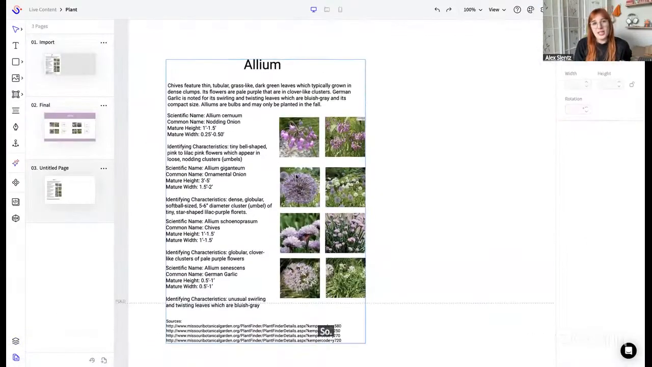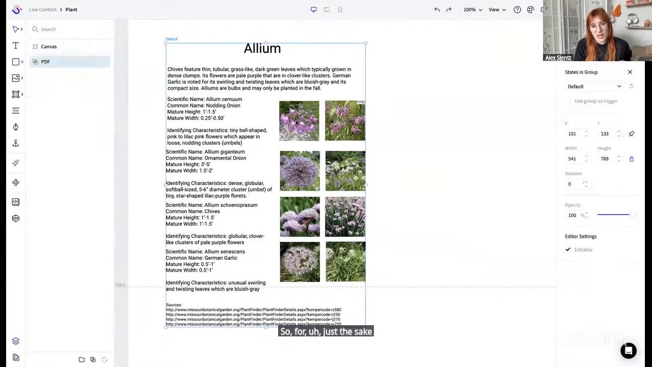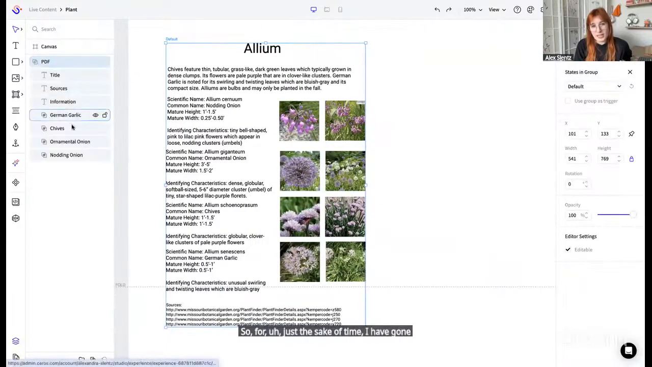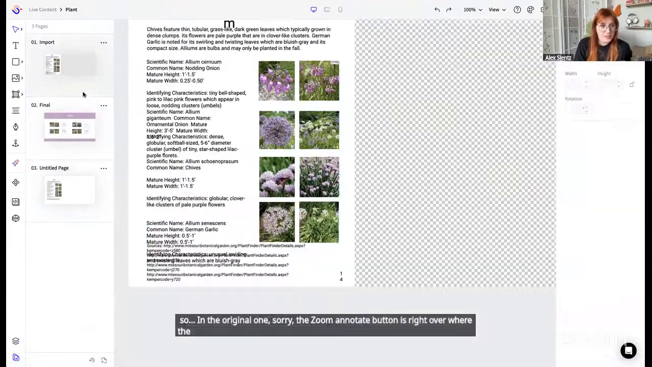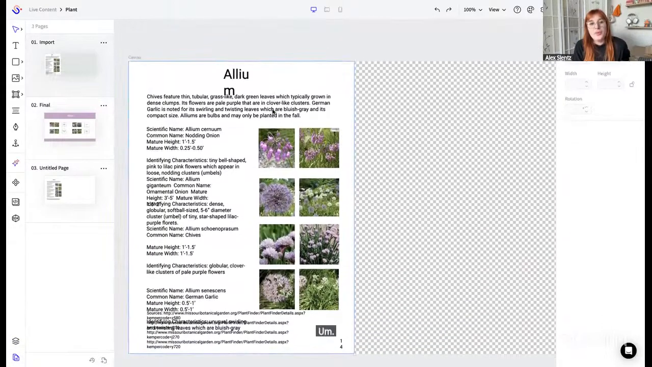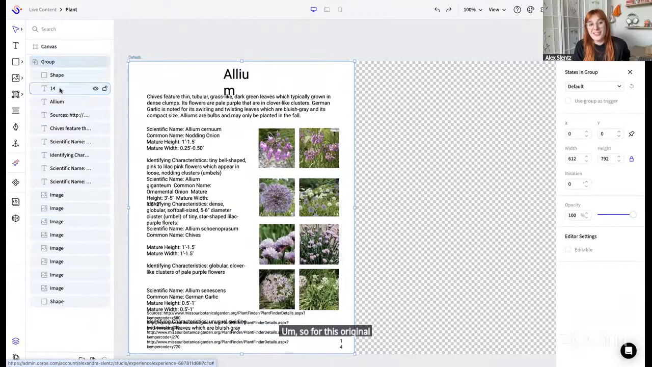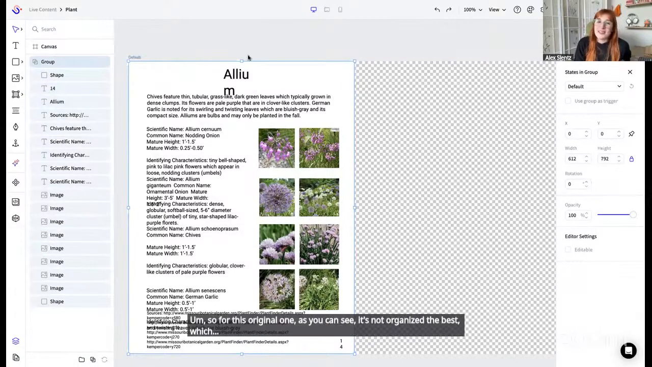So just for the sake of time, I have gone and organized this a little bit. In the original one, sorry, the zoom annotate button is right over where the layers button is. So for this original one, as you can see, it's not organized the best, which is not a fault of this person, and it's also not a fault of Studio.